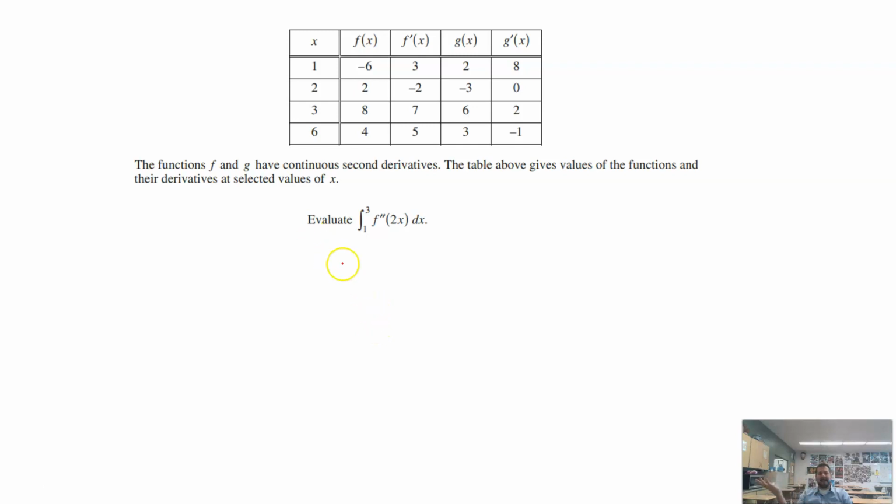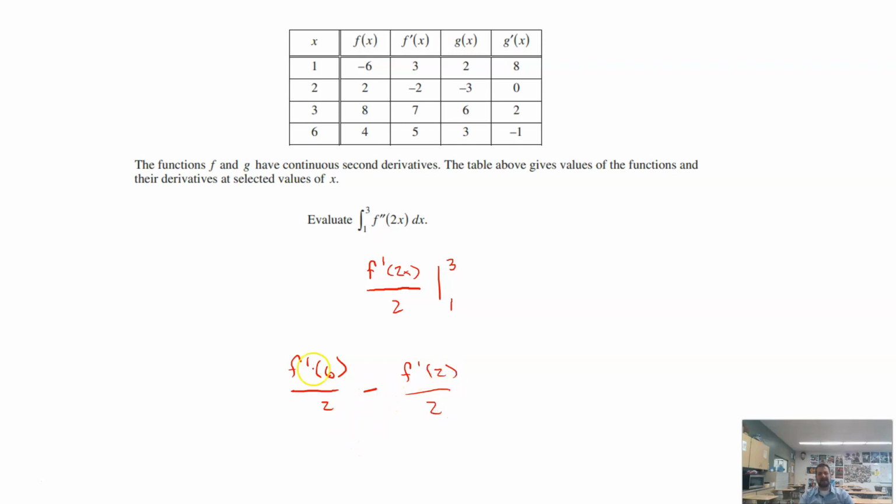Well, if it says evaluate, that means there's a way to actually do it. So the way that we take care of that is it's like the reverse chain rule. I take the antiderivative of f double prime, which is f prime, then I put 2x. Then remember, I have to divide by the derivative of what is inside of the parentheses. So I have to divide by 2. Then I evaluate that from 1 to 3, which means I plug that number in for x. 3 times 2 is 6, so I get f prime of 6 divided by 2. Then I plug in 1. 2 times 1 is 2, so f prime of 2 divided by 2.